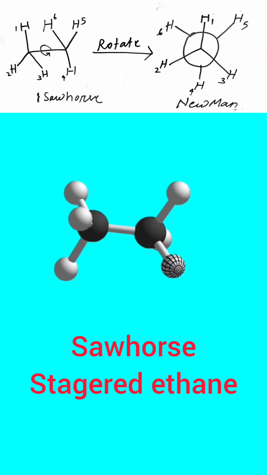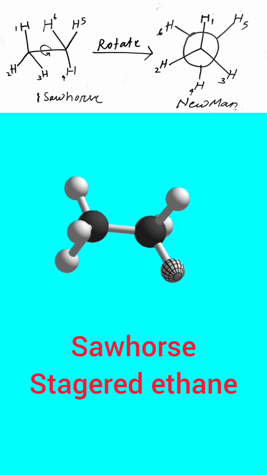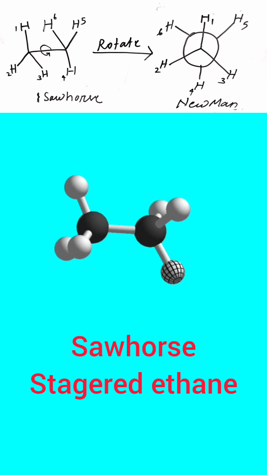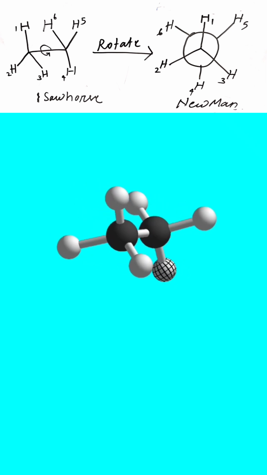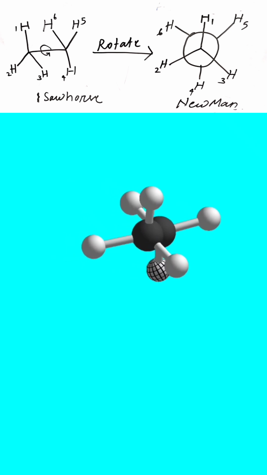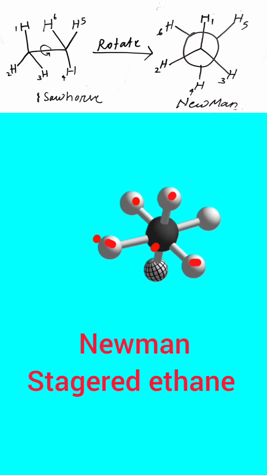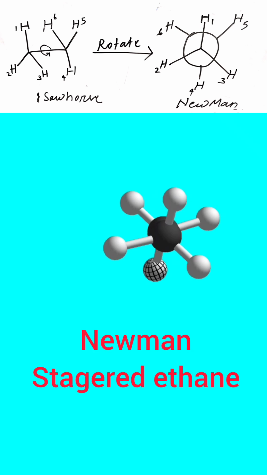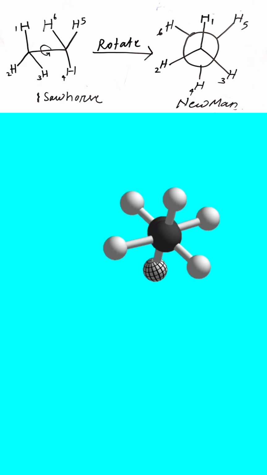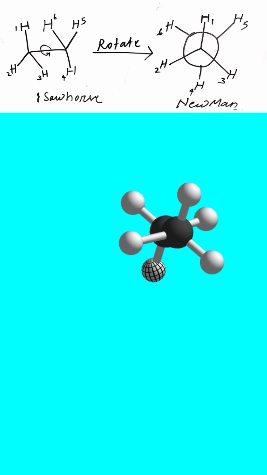By rotating the sawhorse projection from left to right, we can find the frontal view of the ethane, in which the front carbon is placed at the center of the sphere, and the 3 hydrogens connected to the front carbon atom, that is hydrogens 1, 2 and 3, are connected to the center of the sphere. The back carbon atom is represented as the sphere, and the corresponding hydrogens are connected to this sphere. And you can see the 3D model of ethane.